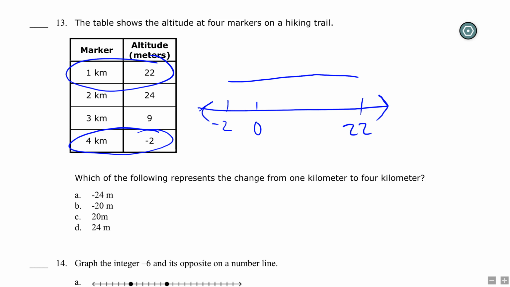So my change from 2 to 22, so I'm measuring that distance. And so this distance here, my absolute value here is 2, and then here is 22. So then my total distance would be 24 meters. And so then when I look here, distance is always going to be positive, so the only valid answer choice would be letter D, 24 meters.